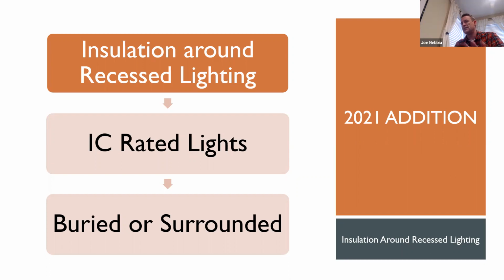2021 also says that those IC rated lights, insulation contact rated lights, have to be either buried or surrounded with insulation. You can't just keep the insulation back away from it. It has to come up to that light assembly. And that's why they're insulation contact rated, because they can be in contact there. So I don't know how many people interpreted the code as not requiring this before, but it's explicitly called out in the 2021 IECC.